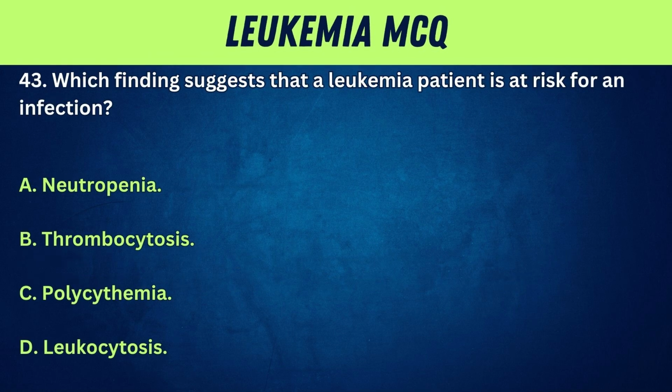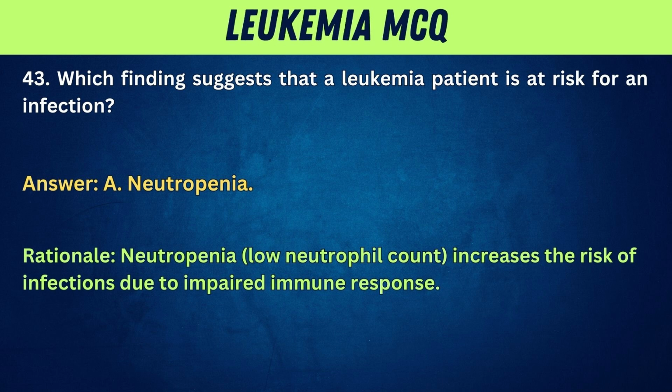43. Which finding suggests that a leukemia patient is at risk for an infection? A. Neutropenia. B. Thrombocytosis. C. Polycythemia. D. Leukocytosis. Answer: A. Neutropenia. Rationale: Neutropenia, low neutrophil count, increases the risk of infections due to impaired immune response.